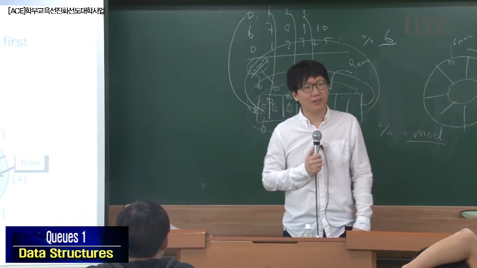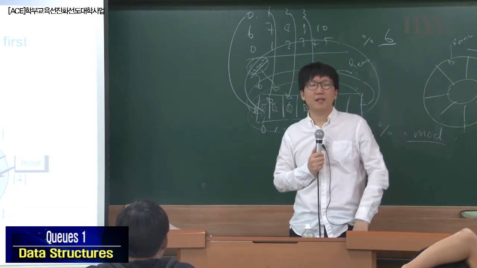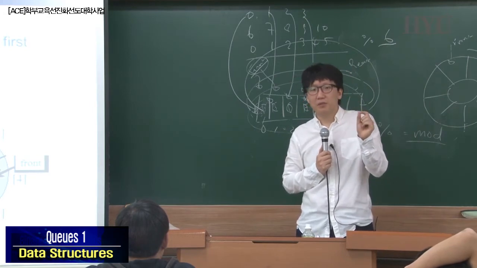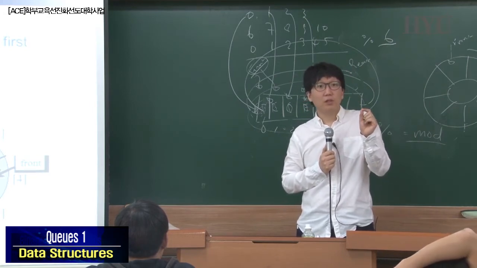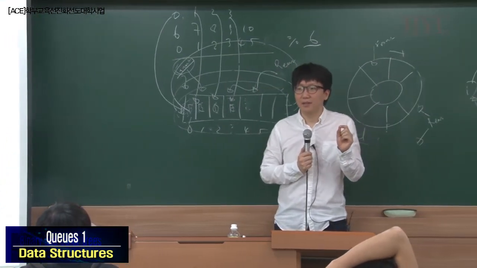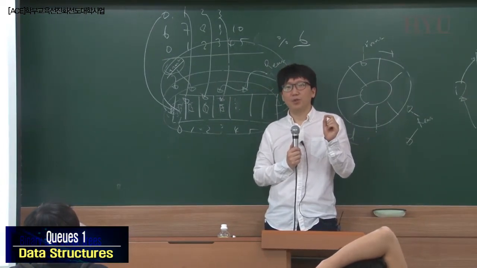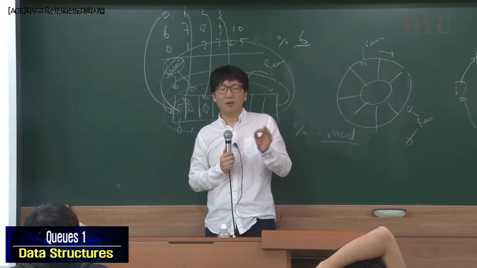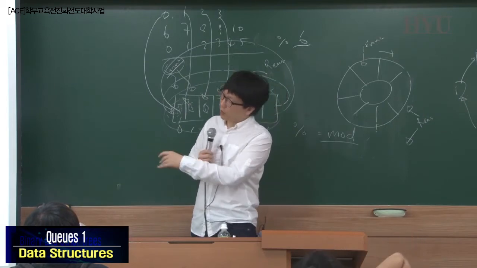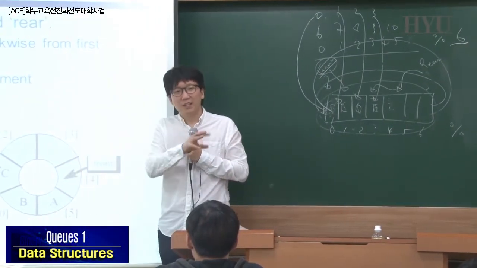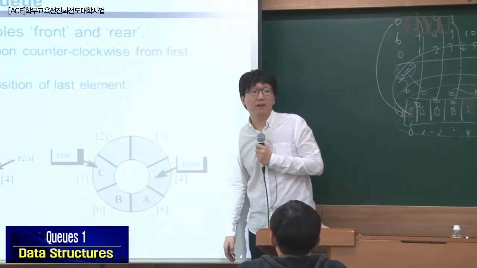If the Q is full, then front and rear will probably be at the same position, but when the Q is empty it will also be at the same position, so you don't know whether the Q is full or empty. The reason they put this in this way is to check such conditions later.